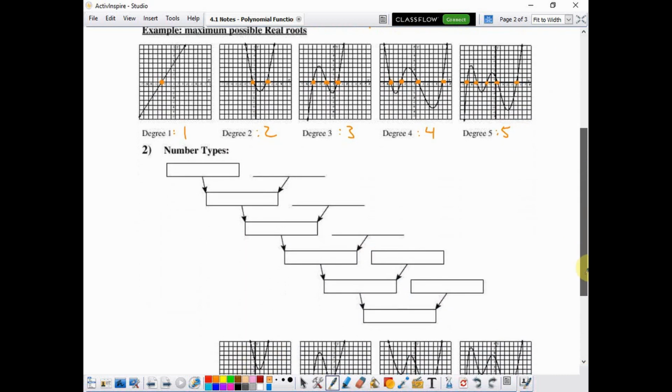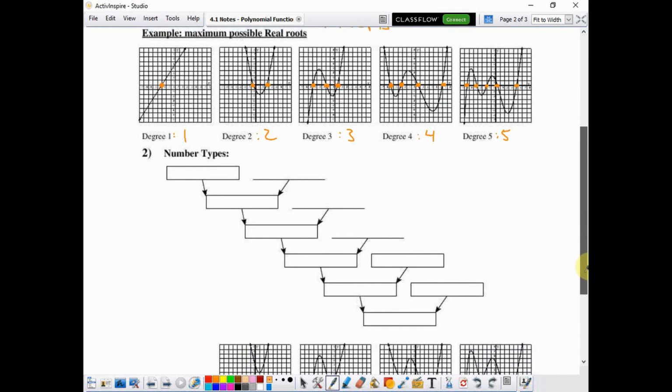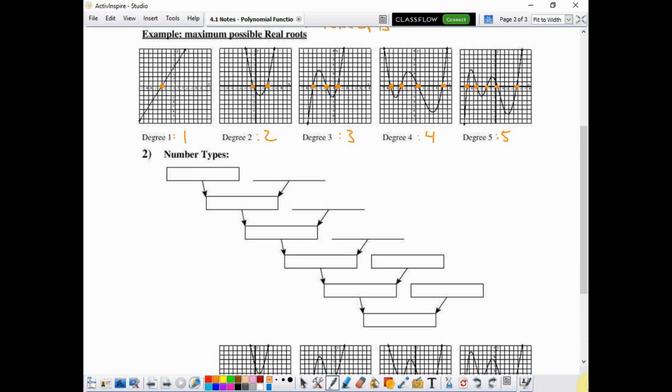Now, we're going to talk about real and imaginary numbers. So let's kind of go back and talk about our number system and the different types of numbers we have. The counting numbers, 1, 2, 3, and so on, those are called the natural numbers.